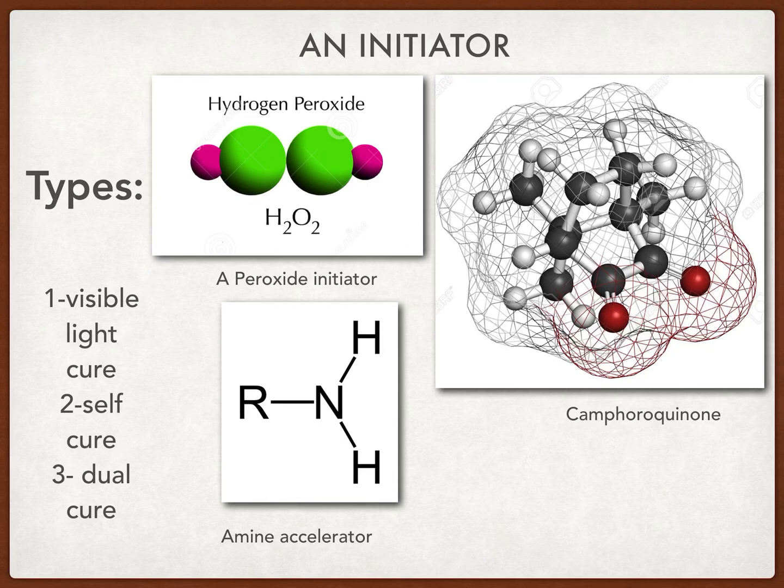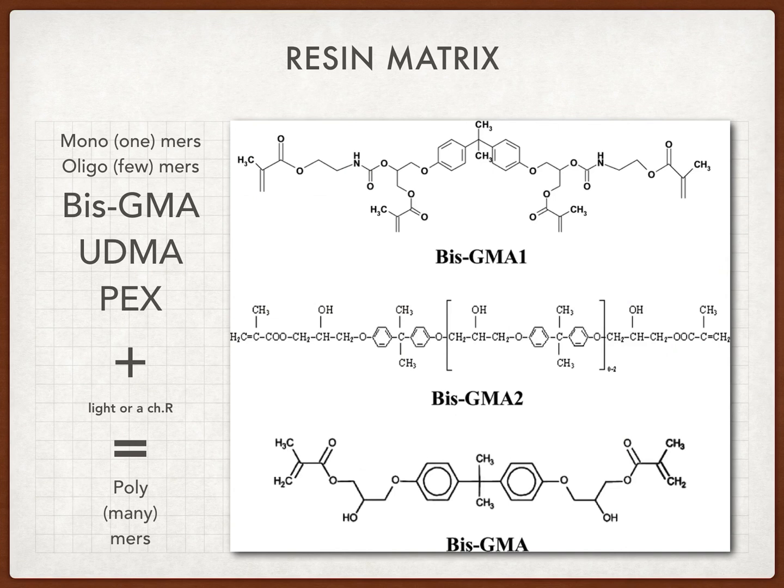Regarding the composite restorations, in the presence of an initiator, as we have mentioned in the video of the composite restoration, an initiator that is activated by light, like the camphoroquinone, or an initiator that is activated by itself by a chemical reaction, like the peroxide initiator, the monomers or oligomers of the resin polymer will be converted into polymers.